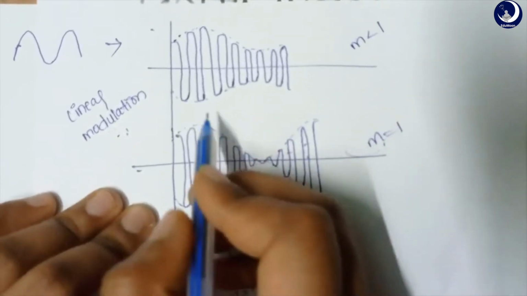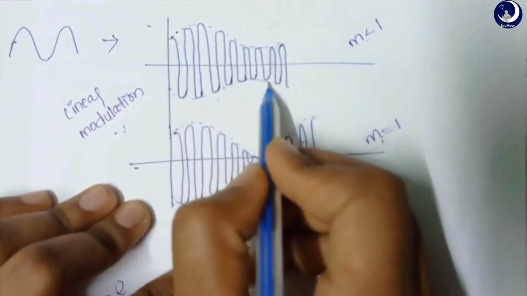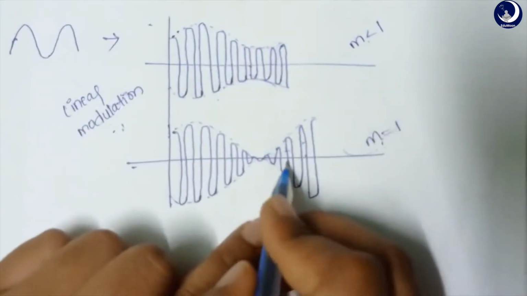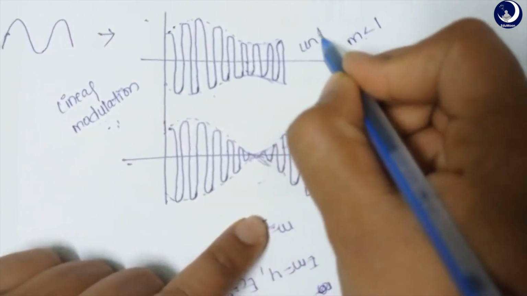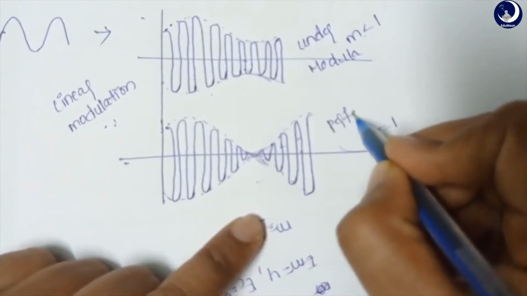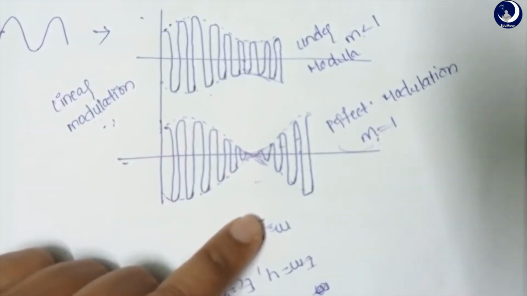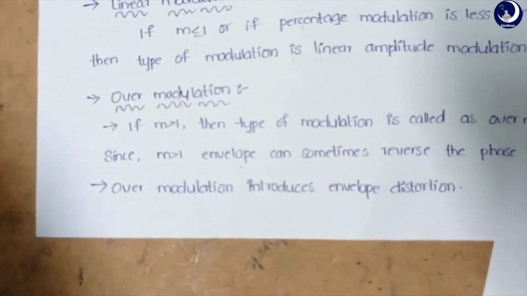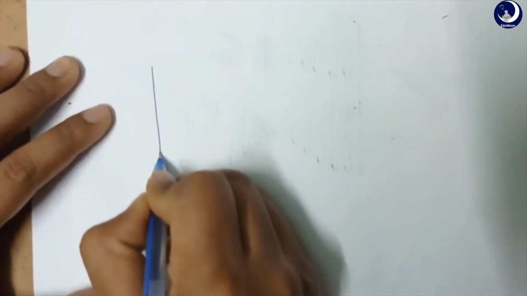So that means, see here, when m is less than 1, if you observe, this point and this point are not touching each other, they are not coinciding. But when m equals 1, then there will be coinciding. And this is under modulation. This is perfect modulation. And we have one more type of modulation, that is over modulation, if m is greater than 1, and that is like this. That will be like this.